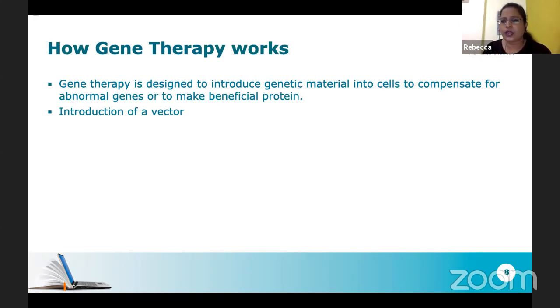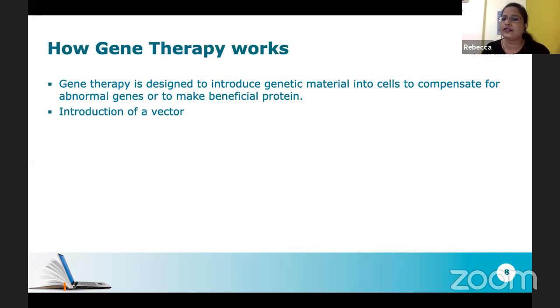A vector is nothing but the carrier of the transgene. The transgene is nothing but the gene of interest. What this gene of interest does is that we pick a desired gene which can cure the mutated gene. After taking this gene of interest, we cannot directly insert it into the defective gene.